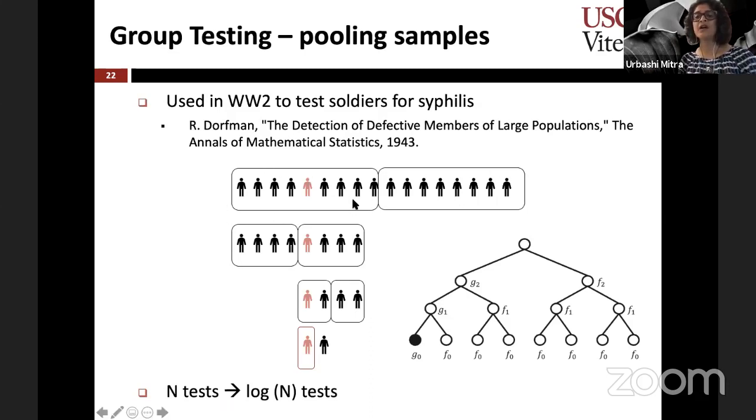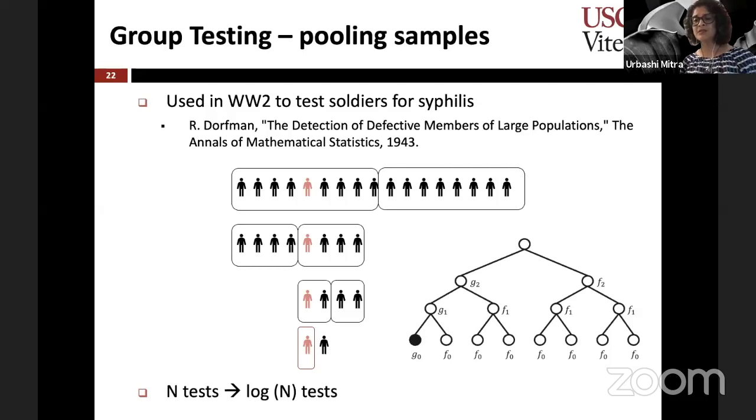So here we've taken all of our soldiers, and we've divided them into 2 groups. In this case, only one person is infected. We apply one test here and one test here. Only one of them turns out to be positive. So then we go back to this group, we further divide their samples into 2 different groups, et cetera, et cetera.